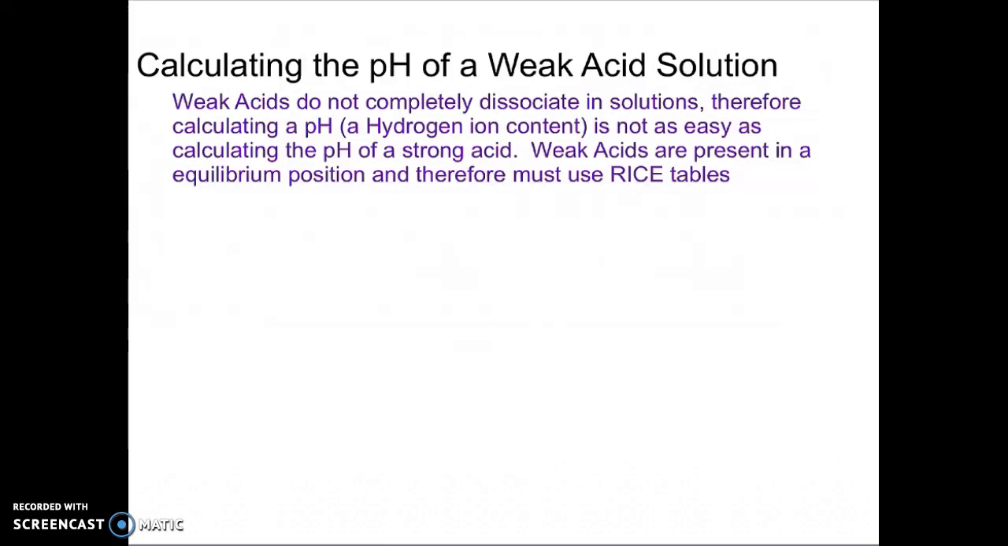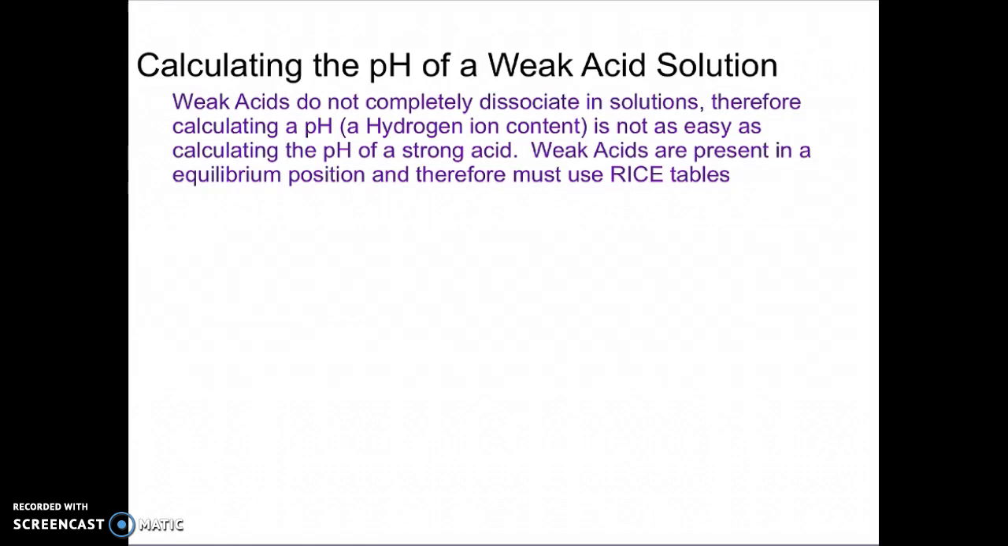Okay, AP Chem kids, this is a video on how to calculate the pH of a weak acid solution, which is not as easy as calculating the pH of a strong acid solution. And that is mainly because weak acids do not completely dissociate, and they exist in an equilibrium position.